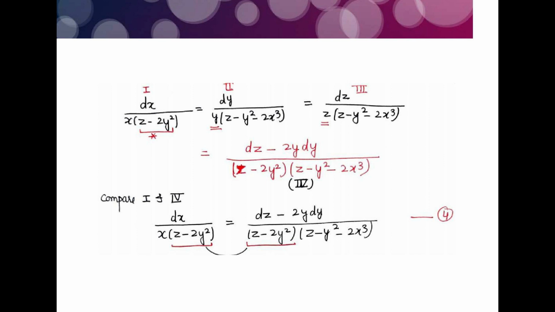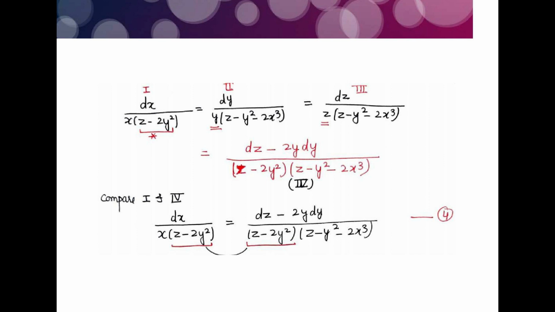Now for this one, see the first ratio. With dx we have x in the denominator, and x is multiplied with z minus 2y square. So if with dx we can somehow cancel this z minus 2y square, then we can simplify this further. So for this one we will use the second and third ratio. In the second and third ratio, the remaining expression in the y and z part is the same.